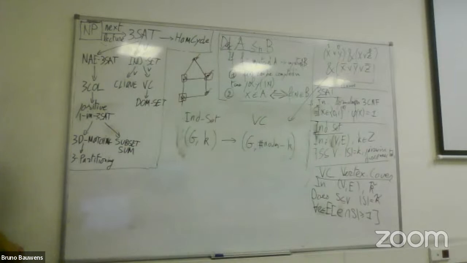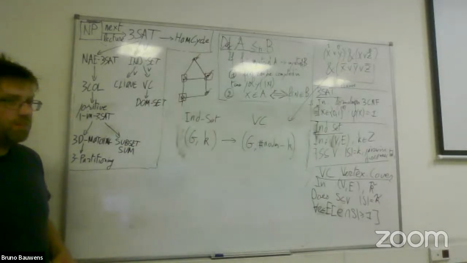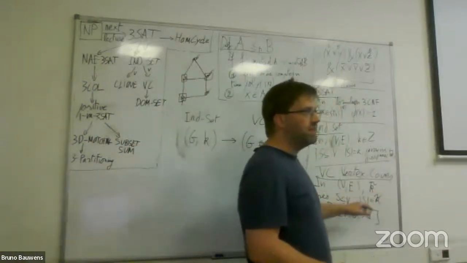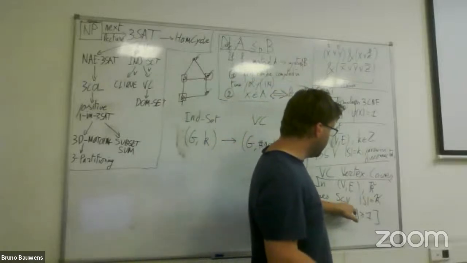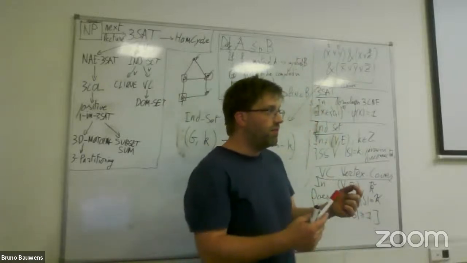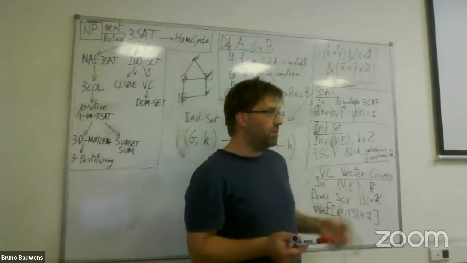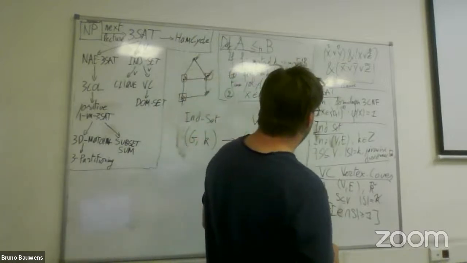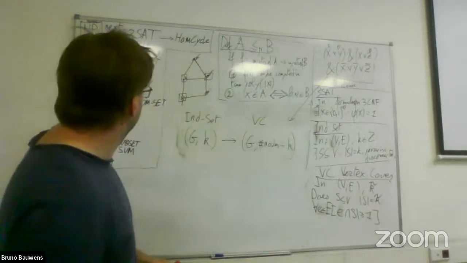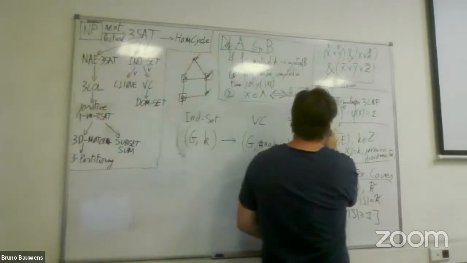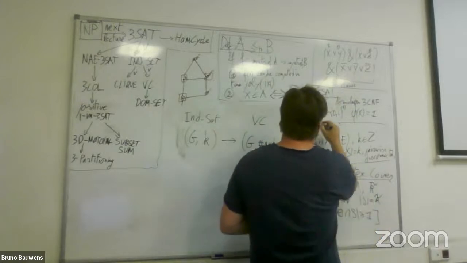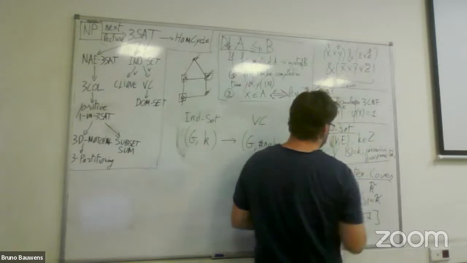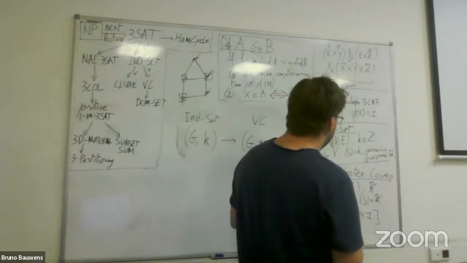Okay. Now the dominating set problem. Again, the input is a graph and some number. The question is: find a set of k vertices such that every vertex not in the set has a neighbor in the set. Okay, let me write it. Dominating set. The input.